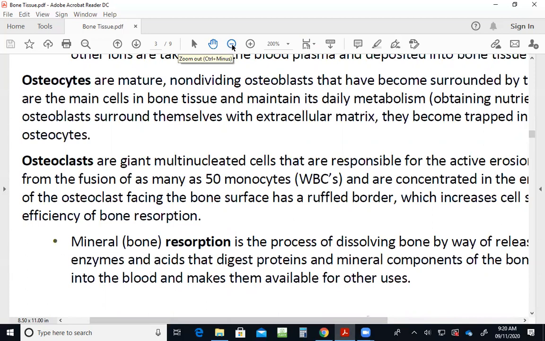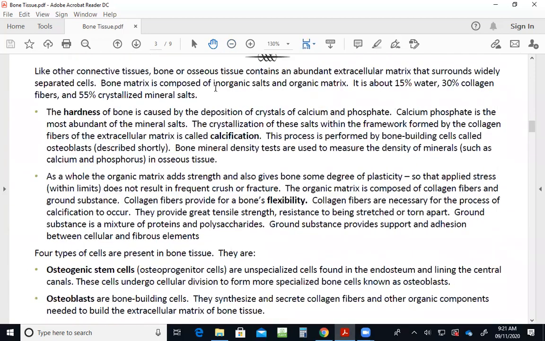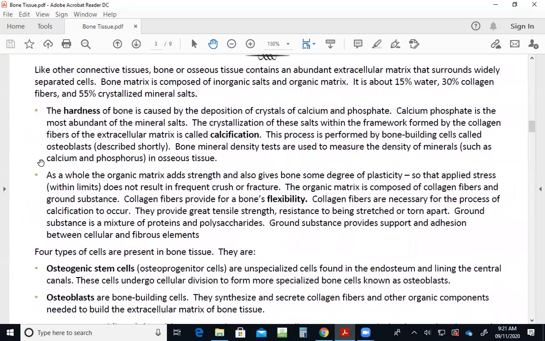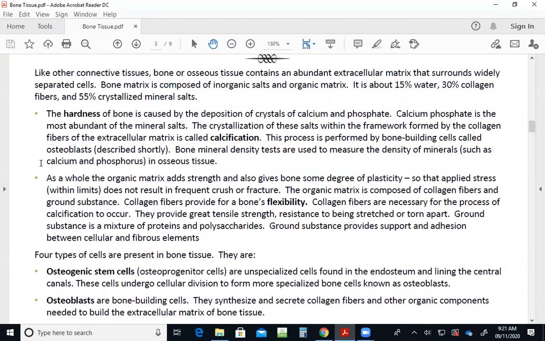All right, thinking back to last week when we talked about connective tissues, we learned that connective tissues were unique compared to the other tissues and that the cells were widely separated and they had those big spaces full of extracellular matrix. So bone is no different. It is a connective tissue with an abundant extracellular matrix surrounded by these widely separated cells. Within the bone matrix, you have inorganic salts and an organic matrix. And percentage-wise, it's about 15% water, 30% collagen fibers, and 55% crystallized mineral salts.